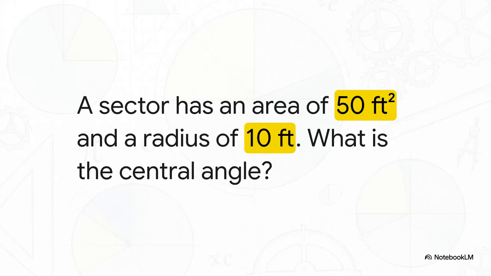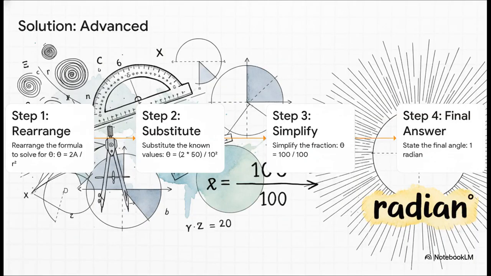For our last example, let's flip the script a bit. This time they're giving us the area, 50 square feet, and the radius, 10 feet. Our mission is to work backwards to find the angle. So, how do we tackle this?